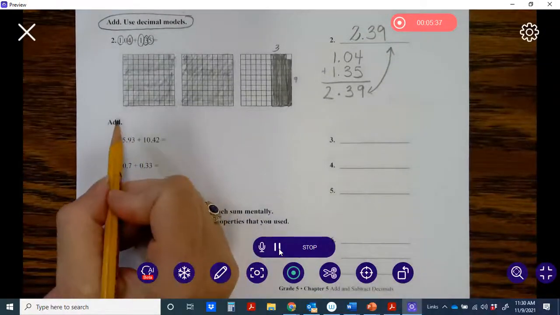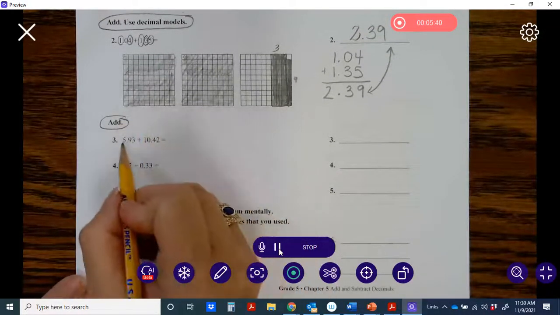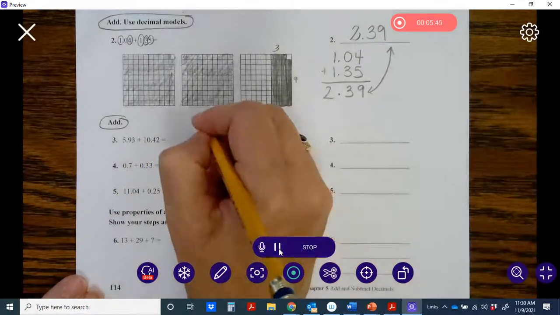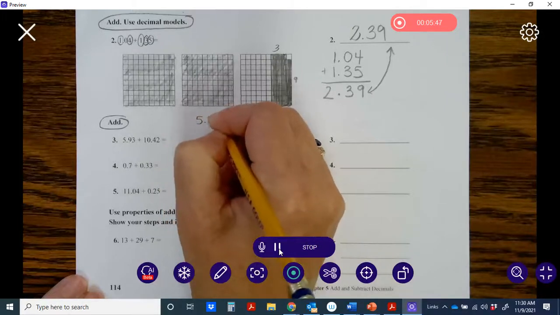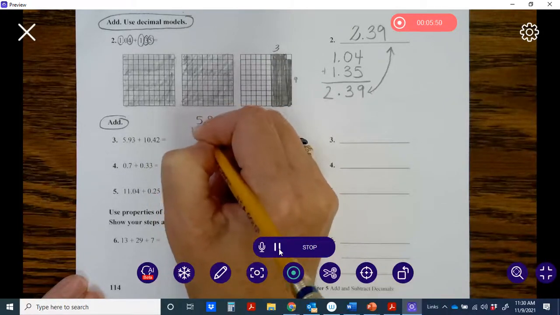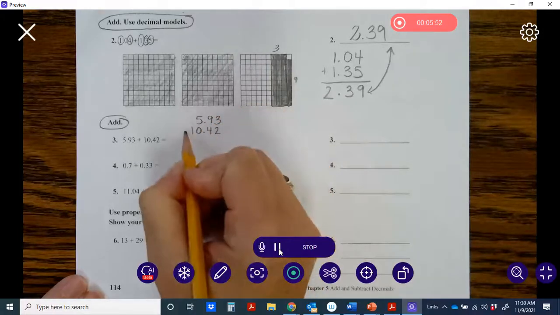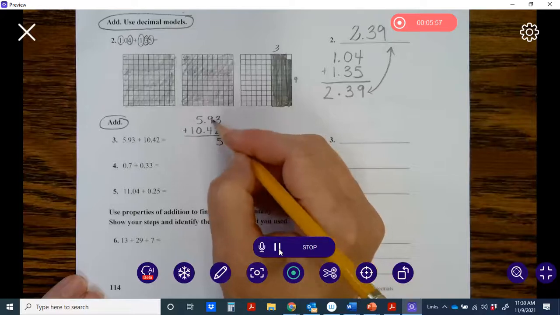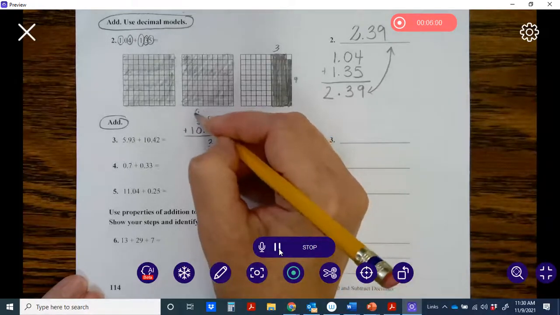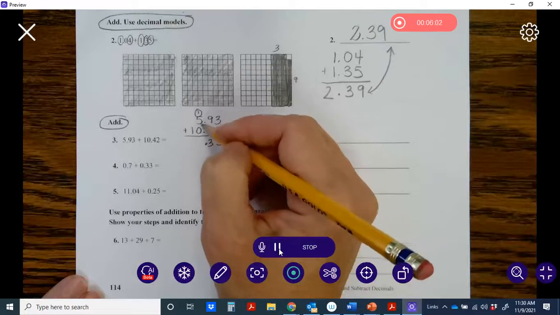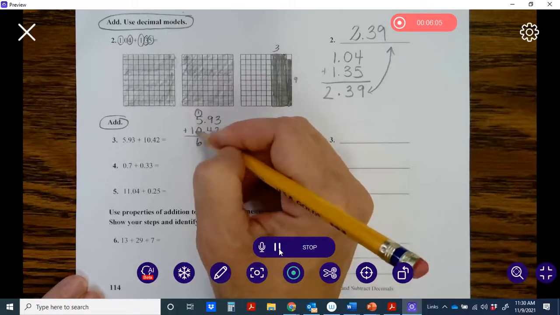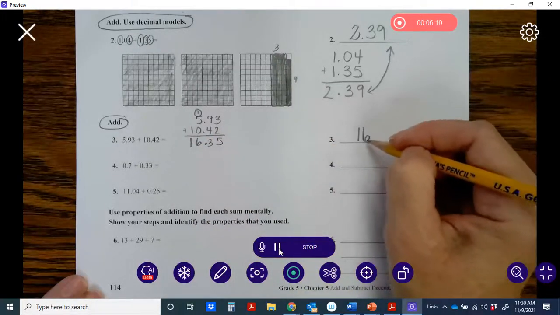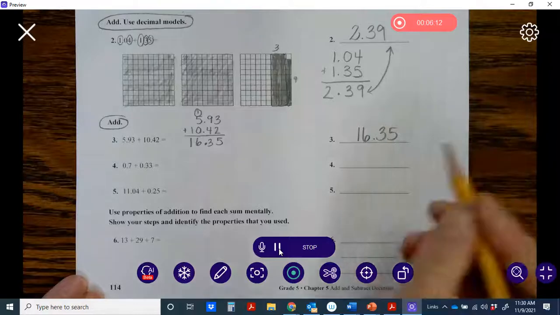Next, we're going to add. We have 5 and 93/100ths plus 10 and 42/100ths. Line up your decimal points. 3 plus 2 is 5. 9 plus 4 is 13. Carry the 1. Bring down the decimal point. 5 plus 1 is 6. 1 plus nothing is 1. Our answer is 16 and 35/100ths.